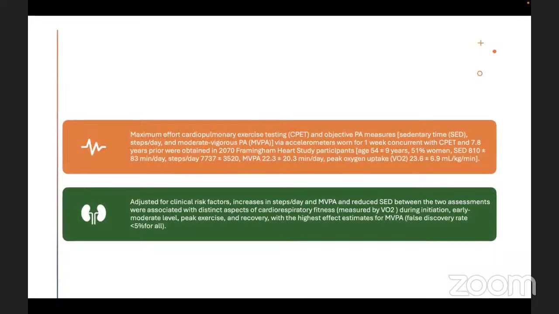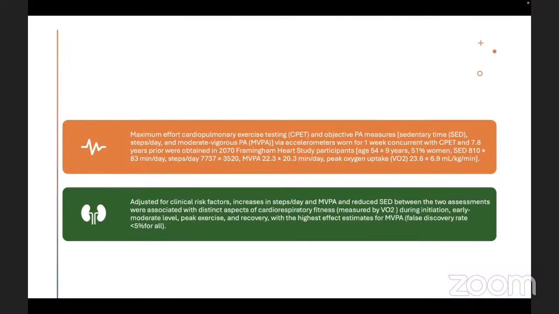So the two main points here are the maximum effort for cardiopulmonary exercise testing and objective physical activity measures, as I mentioned, for the 3 components of physical activity via accelerometers, worn for 1 week. And so the population, as I mentioned, were around 2,070 Framingham study participants. They were mostly middle-aged men and women. And we measured the oxygen uptake for those people.